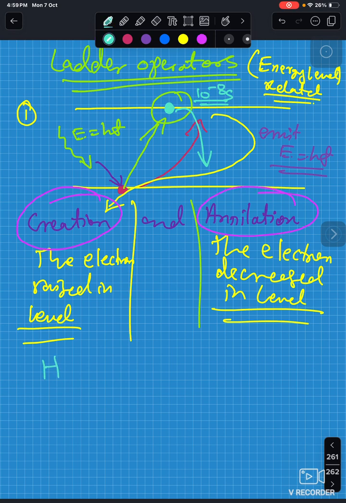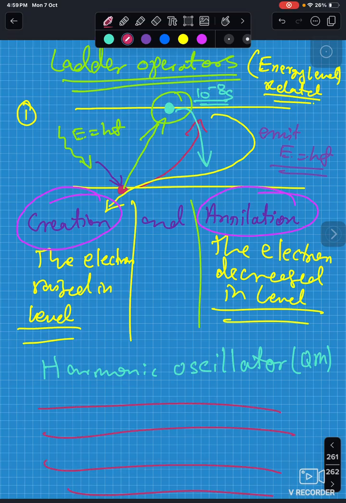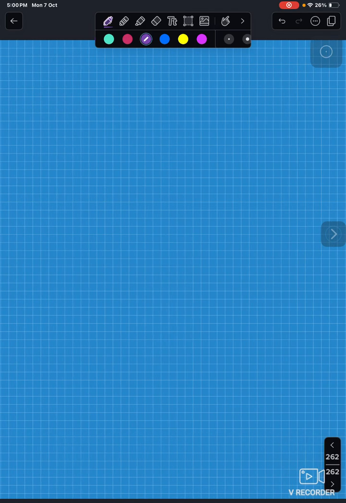And this is related to the harmonic oscillator later. What is that one? The quantum harmonic oscillator. And we know that the energy levels are taken as wave function. I just drew it randomly, so it doesn't matter.